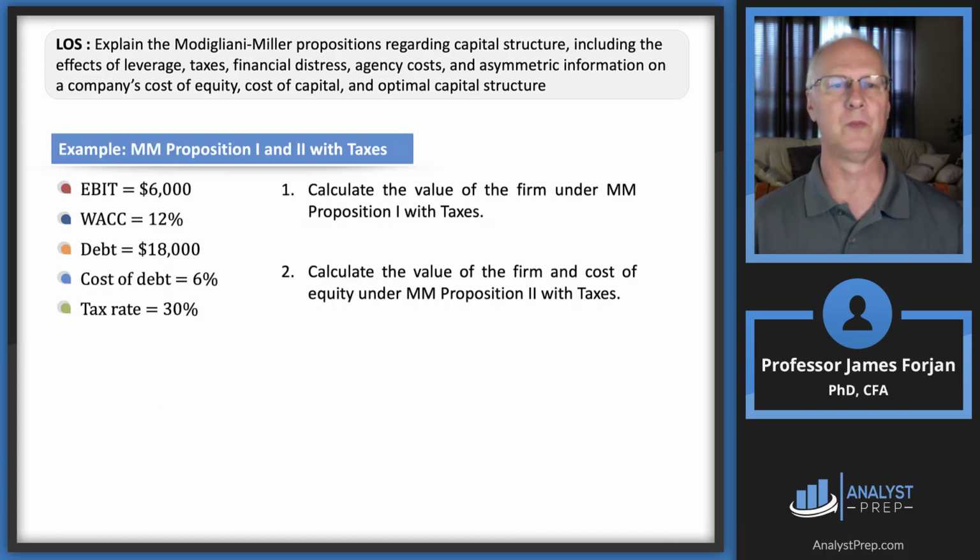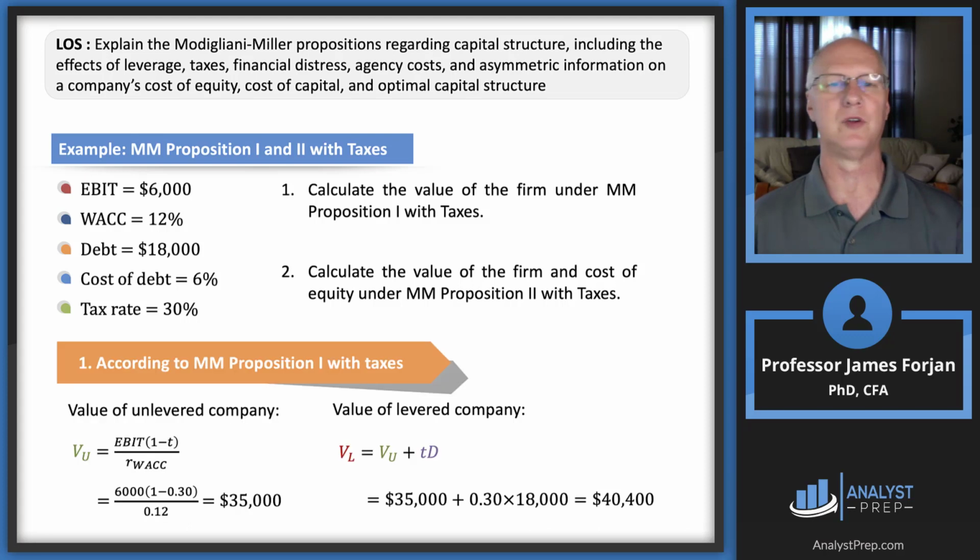Let's do just a super quick example. We give you a couple of details going down the left-hand teardrop: $6,000 in operating income, 12% weighted average cost of capital, cost of debt 6%, total debt $18,000, tax rate of 30%. So let's calculate the value of the firm under Proposition 1 with taxes and the cost of equity under Proposition 2 with taxes.